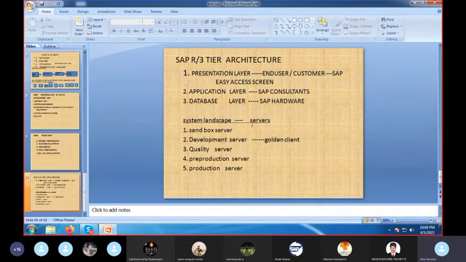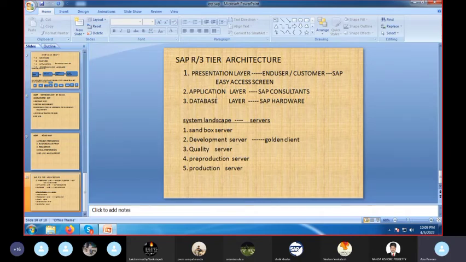System landscapes are nothing but servers. There are 5 types of servers available based on different business organizations and their sizes. We can find 5 servers or 3, 4 servers also. First is the sandbox server, just for trial and errors, as we are doing at home, in our laptops. The same way, this is also one type of server, a dummy server, which we can use just for learning purposes. Next is the development server.